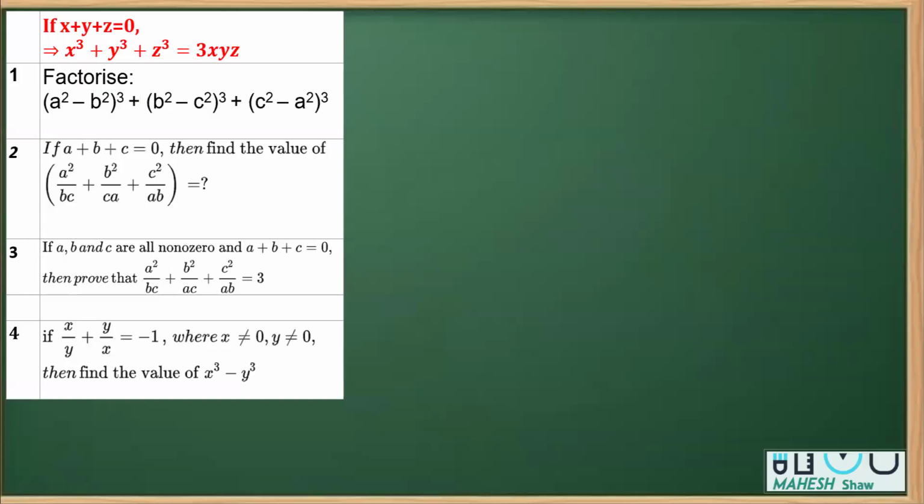Now coming to the next question, it says a plus b plus c is 0. Then we have to find the value of this. So we already know that since a plus b plus c is equal to 0, it implies that a cube plus b cube plus c cube should be 3 times abc. Now, if I see the question, what we have to find is the value.